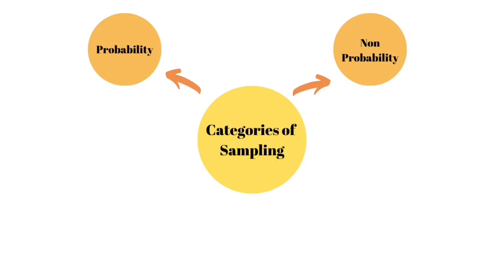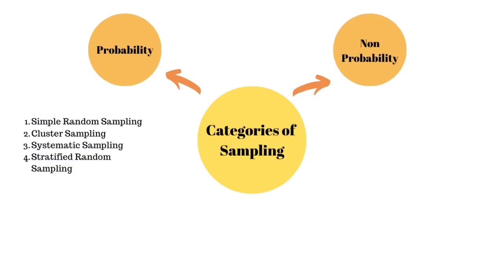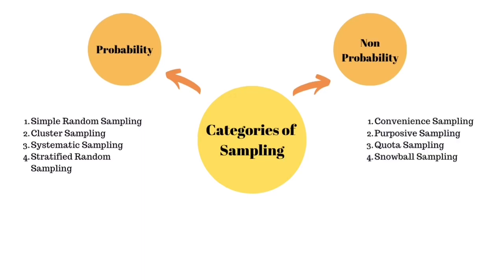Probability sampling and non-probability sampling are the categories of sampling. Under each of these categories, there are several different methods that fall under it. Under probability sampling, there is simple random sampling, cluster sampling, systematic sampling, and stratified random sampling. And under non-probability sampling, there's convenience sampling, purposive sampling, quota sampling, and snowball sampling. You will be exploring each of these different samplings in pairs to get to know a little more about them, when they're used, their advantages and disadvantages.